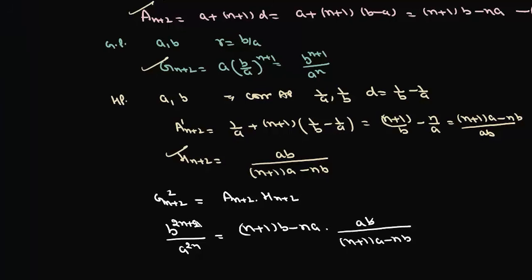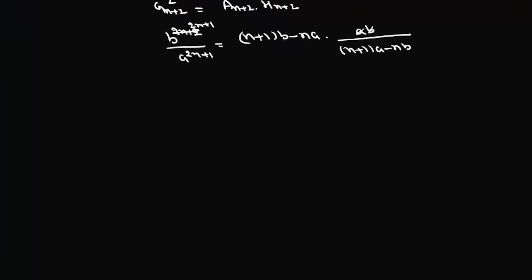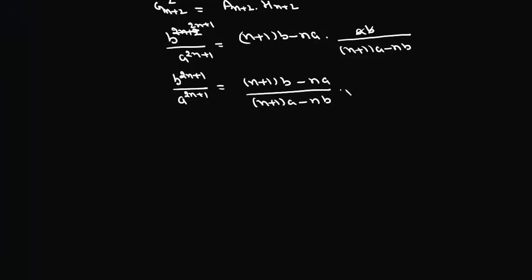Now this b will cancel once, so it will be 2n+1, and we'll take this a also, so it will be 2n+1. So we can write b to the power 2n+1 upon a to the power 2n+1 is equal to (n+1)b minus na upon (n+1)a minus nb.